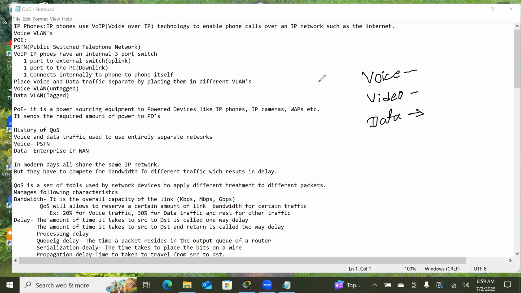And the same goes with the video also. Yeah, video can pause and you can see that one, but voice we can't do like that. So that's the reason the first priority will be given to voice, and the second to video and normal data. Normal data we can retransmit if the packet is getting lost.